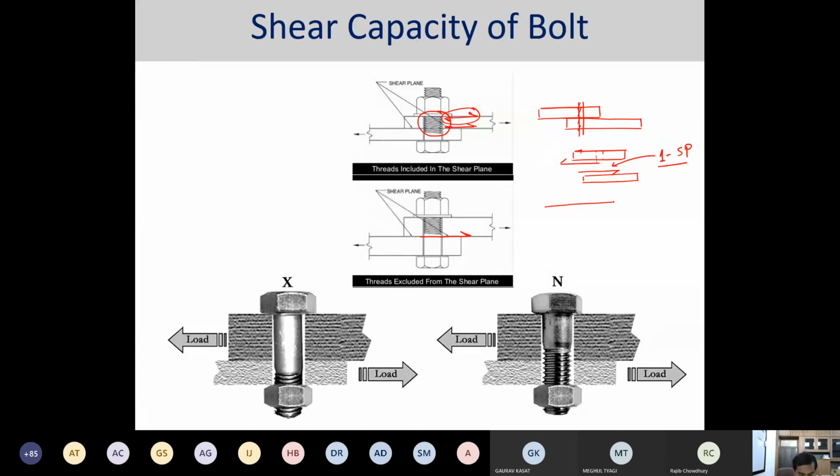If we have something like this way, then definitely we will have two shear planes. So both the configurations are different from here to here. Here it would be two shear planes. So do not misunderstand over here whatever I am drawing.